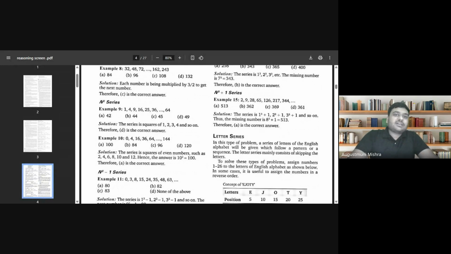32, 48, 72, blank. Now, what are the things you have to understand? Why did 48 come after 32? I'm trying to understand that, because the solution is there, but we have to understand how much you will add to 32.